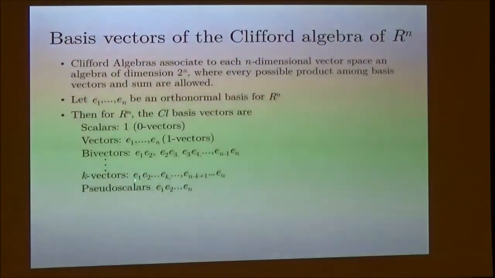You can have k-vectors where you have k bases multiplied together. And you can have all of them multiplied together, and that we will call a pseudoscalar. The reason why we call it a pseudoscalar will be clear pretty soon. But they behave more or less like the regular scalars, which are zero-vectors. So if we add all of these, you get basically 2 power n basis.